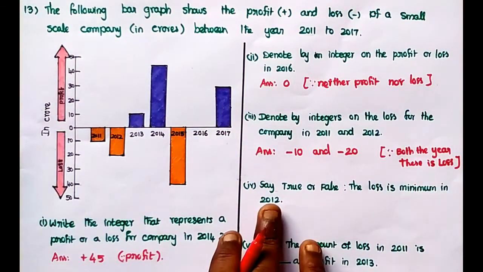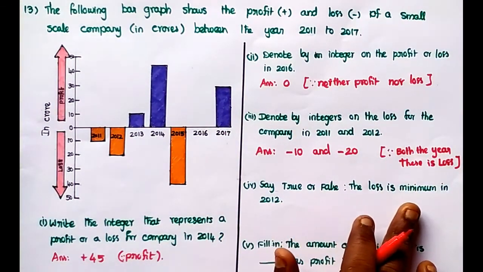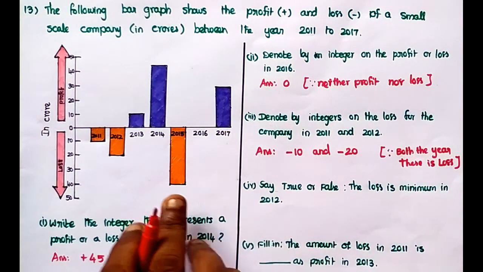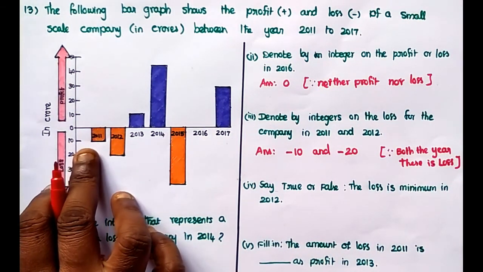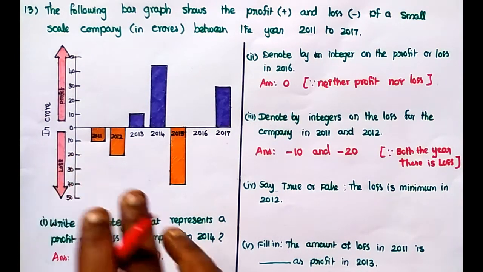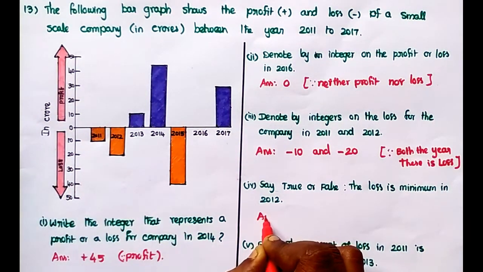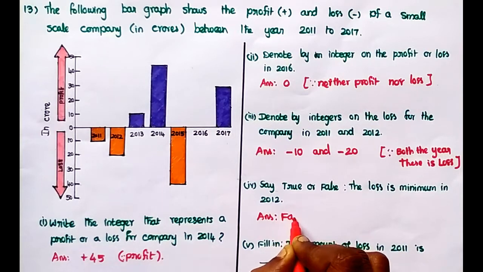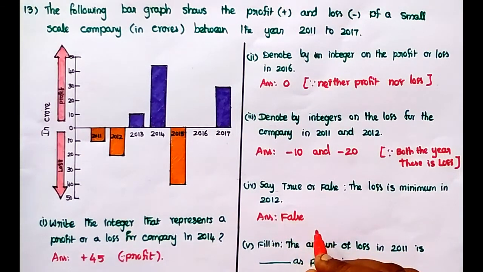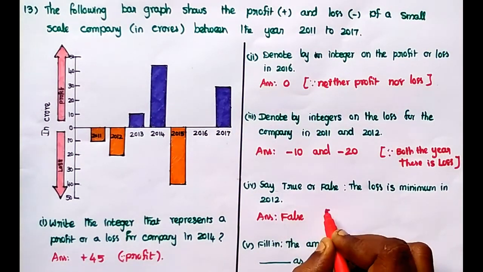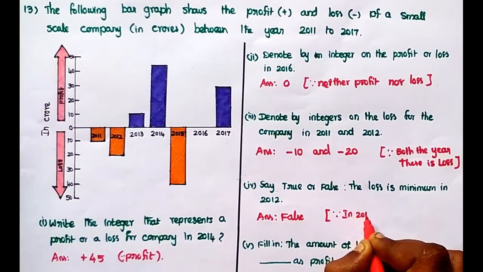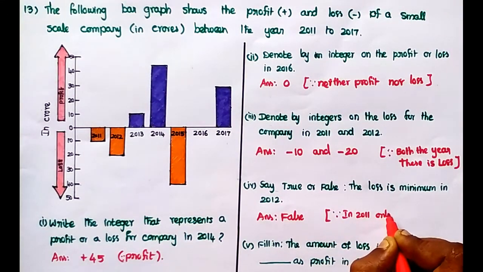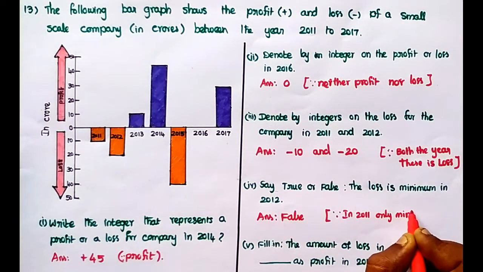Next, say true or false. The loss is minimum in 2012. Is it right? In 2011 only minimum loss. So answer false. In 2011 only minimum loss.